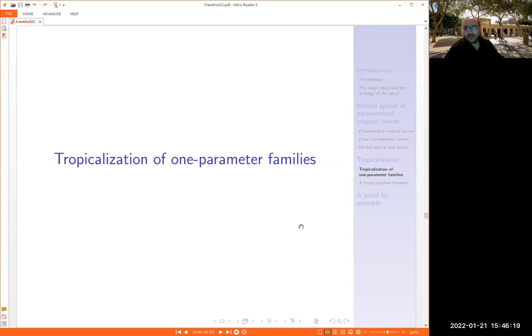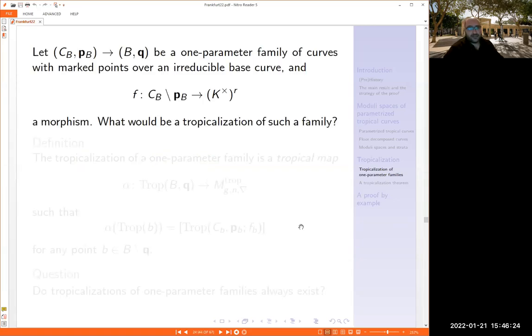Now, I would like to discuss the tropicalization of one-parameter families. So assume that now we are given not a single curve, but a one-parameter family of curves with marked points. So the base of our family is an irreducible algebraic curve with some marked points, B, Q. And over it, we have a family of curves with marked points, C_B, P_B.